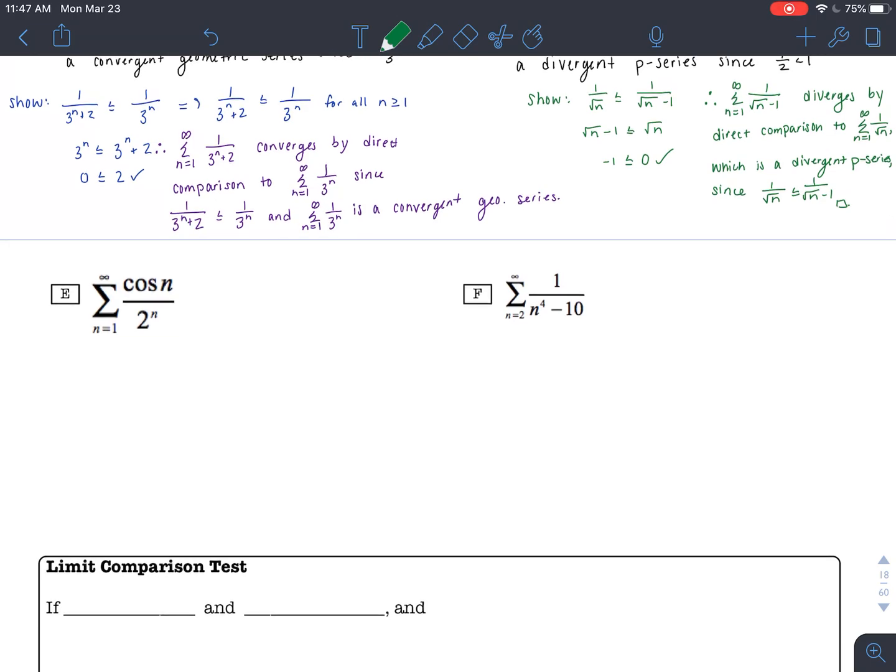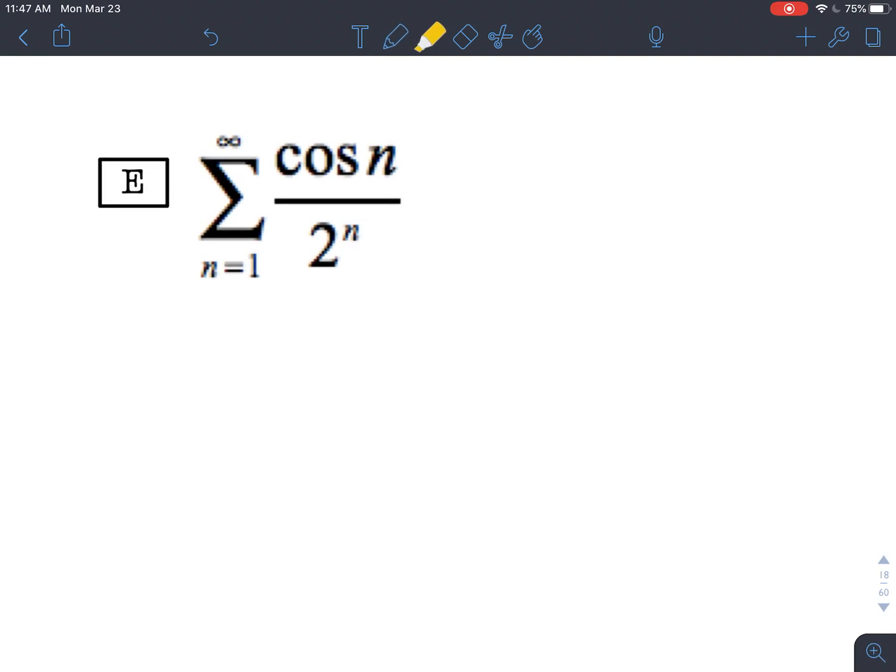Okay, I think I actually have 2 more examples of this on the next page, and I do. So we're going to go through those last 2 examples for direct comparison, and then the next video is going to cover limit comparison test, which I actually prefer to direct comparison, because you don't have the inequality business to deal with.